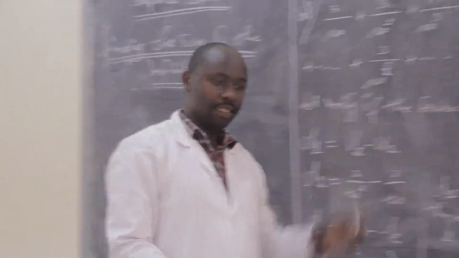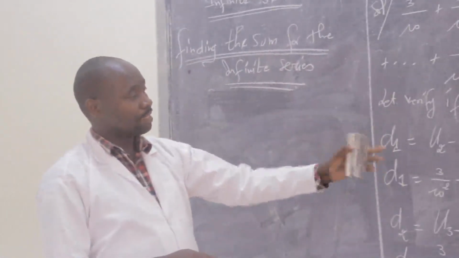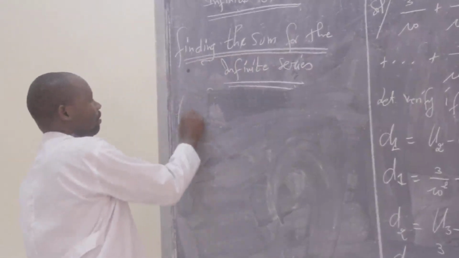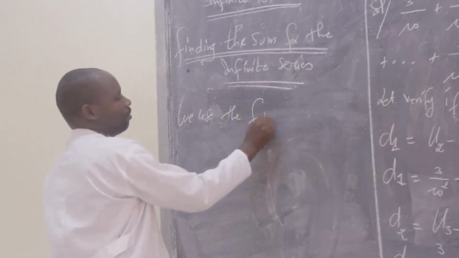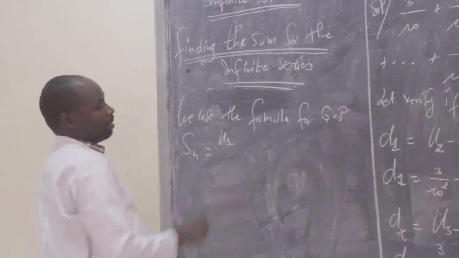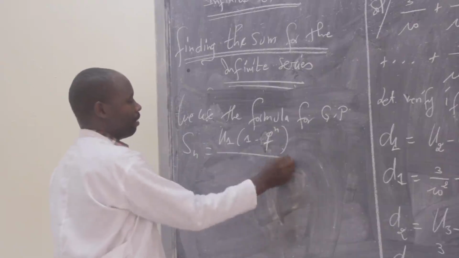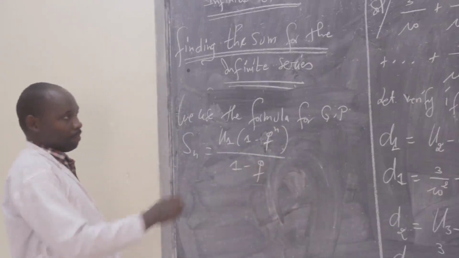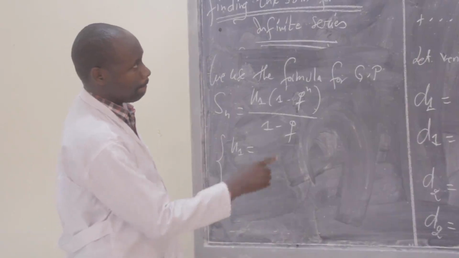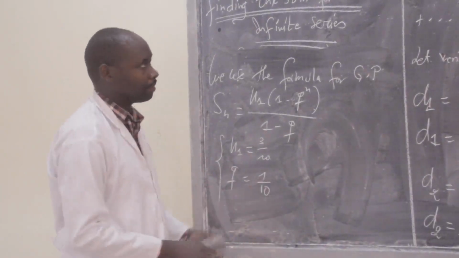As we find that our series is a geometric progression, we have to use the formula for finding the sum in a geometric progression. The formula is the first term times 1 minus r to the power n, where r is the common ratio, over 1 minus the common ratio. For our series, our first term is 3 over 10. Now, the ratio is 1 over 10.